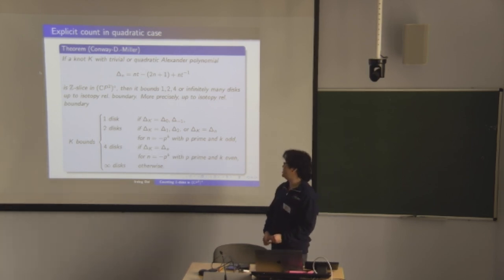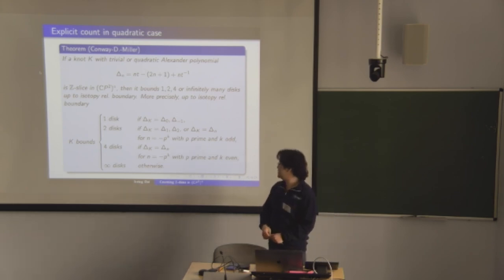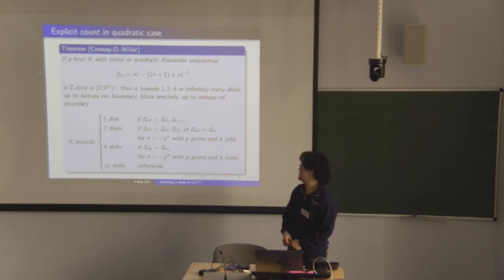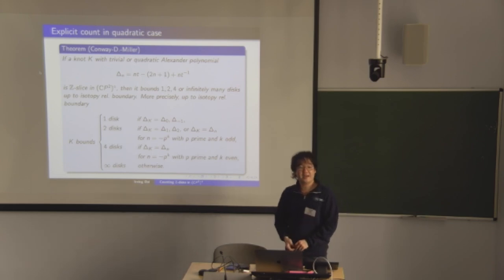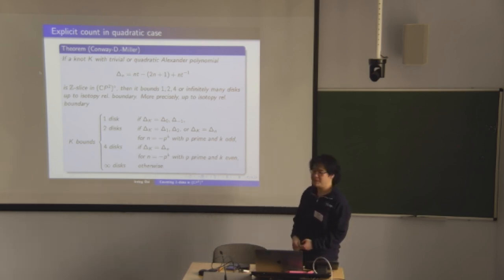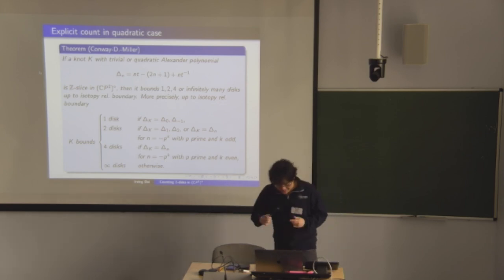If it has the Alexander polynomial of the figure 8, the Alexander polynomial of the stevedore, or it has the Alexander polynomial delta n up there, where n is negative a prime power with odd exponent, then it bounds 2 topological classes up to topological isotopy rel boundary. If the leading coefficient is negative p to the k for k even, then it bounds 4. And in every other case, it bounds infinitely many Z disks up to topological isotopy rel boundary. So that's the enumeration.